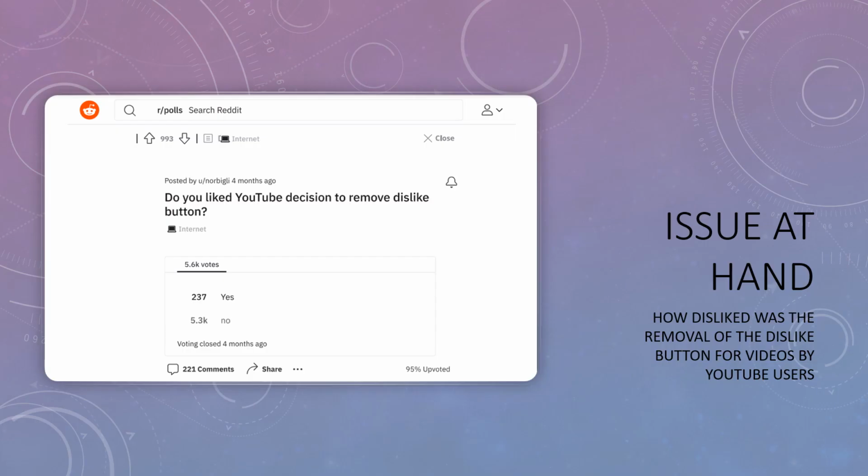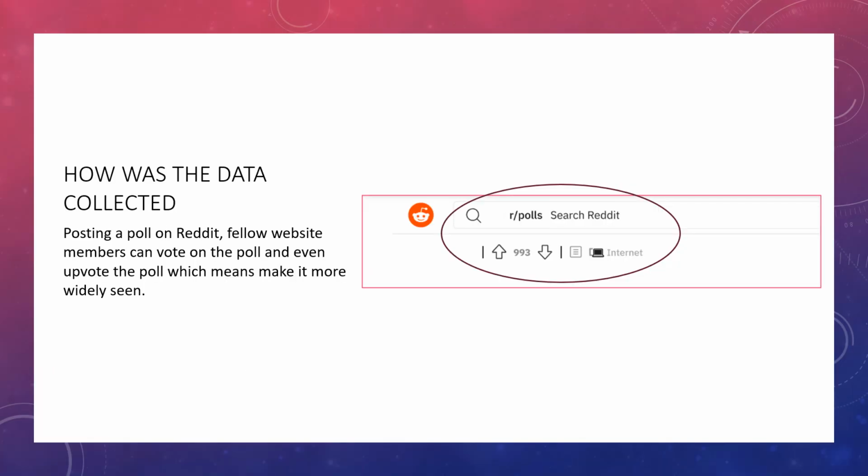Now for this application, we are going to look at how disliked was the removal of the dislike button for videos by YouTube users. The question about how disliked it was was our poll question, but our data was collected by posting that poll on Reddit, where fellow website members can vote on the poll and even upvote the poll, which means even more people can vote on it.